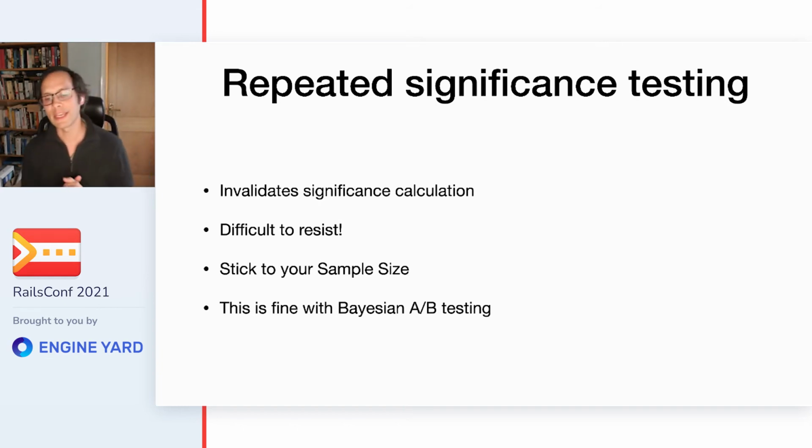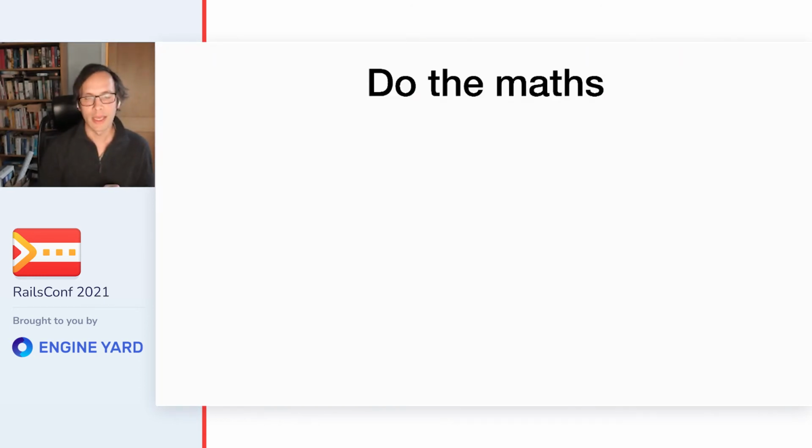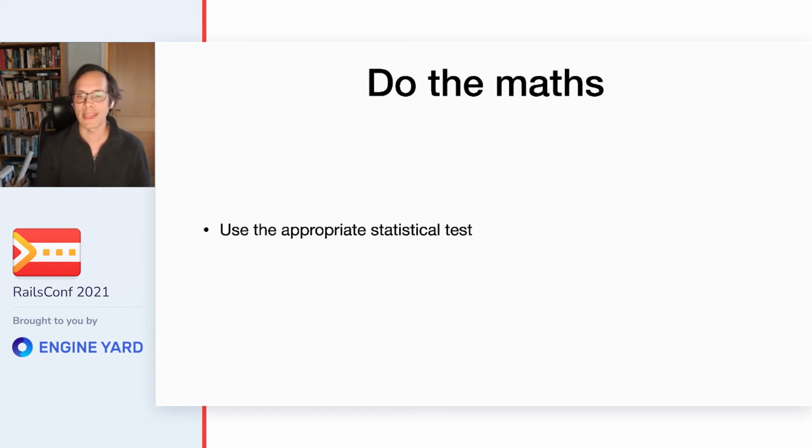So maybe we've got to the end of the test. We've dodged all these possible pitfalls. What can go wrong analyzing the test? Well, the first thing you need to do is you need to do the maths right. That means using the right statistical test. As I mentioned, if you've got conversion, that's not the same as testing for revenue. That's not the same as testing for retention rates.